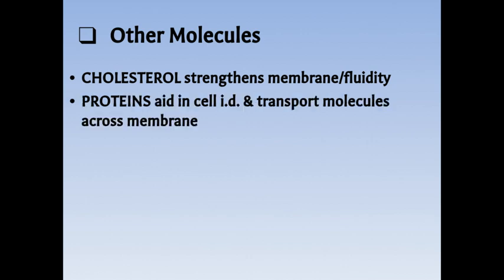We also have various different types of proteins that aid in cell identification and transporting the molecules across the membrane into and out of the cell. And sometimes attached to those peripheral proteins are carbohydrate chains, and those aid in cell identification as well. We call those glycoproteins.